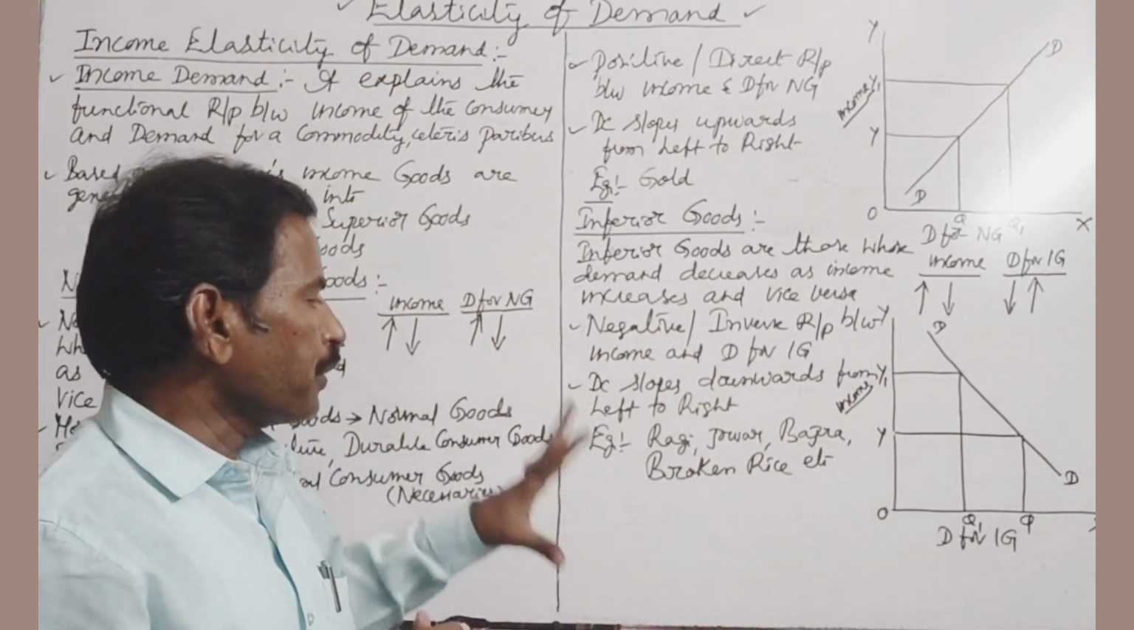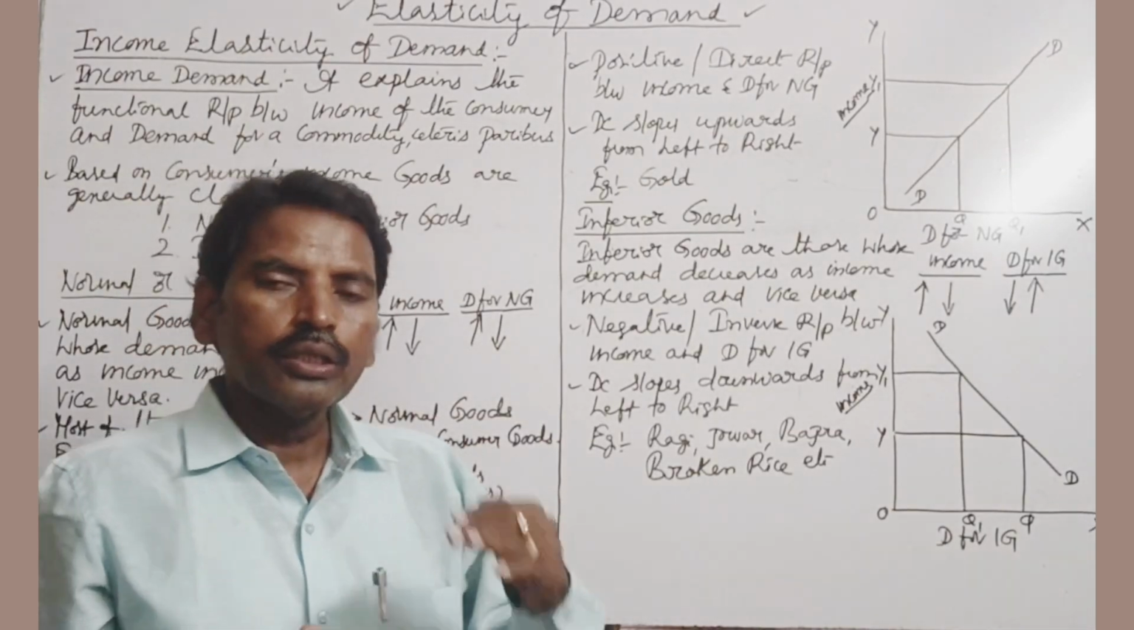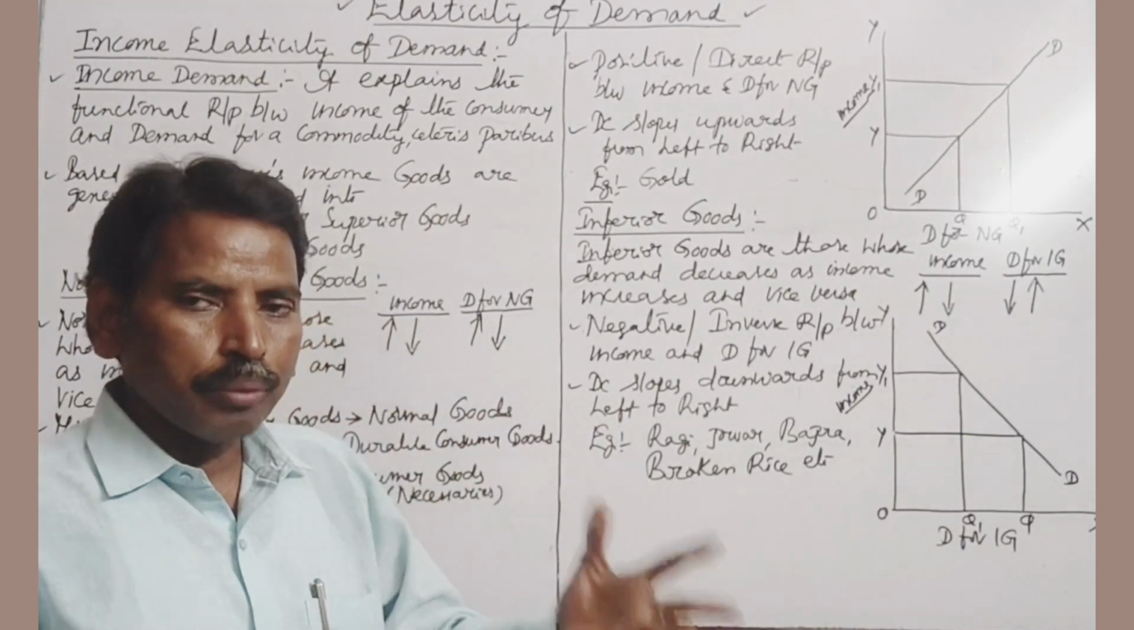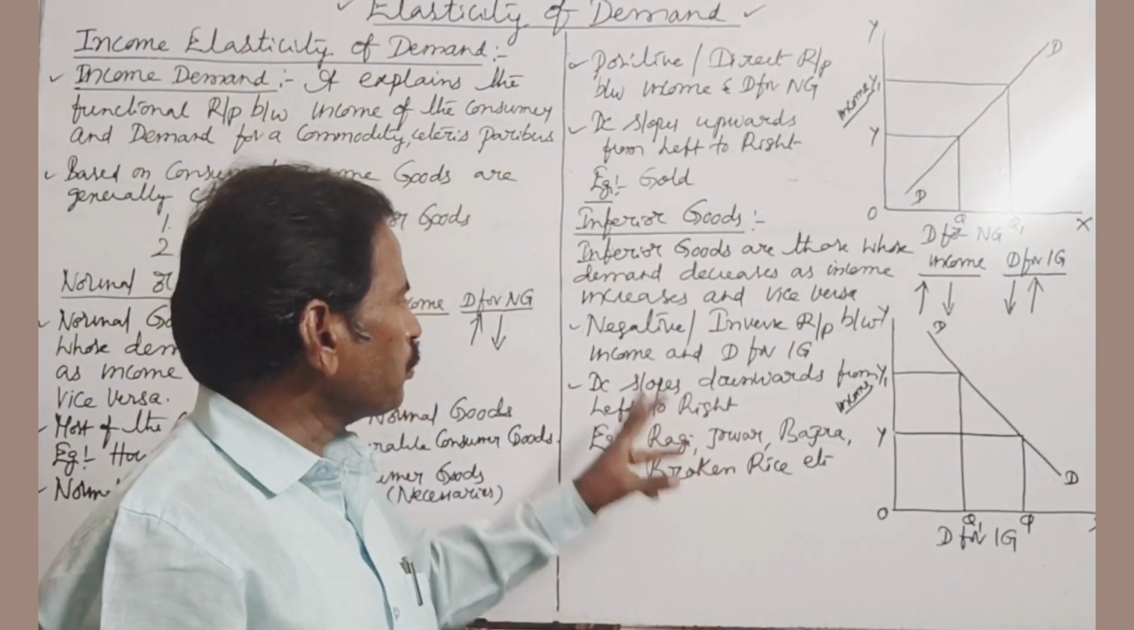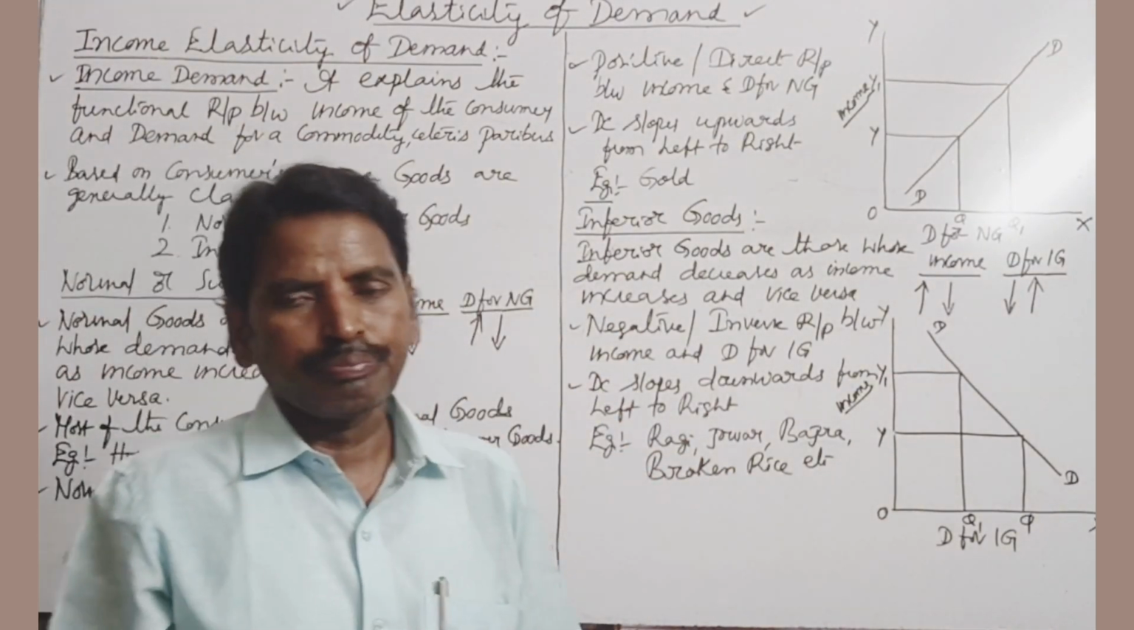Examples for inferior goods are ragi, jowar, bajra, maize, broken rice, etc. These are the examples for inferior goods.